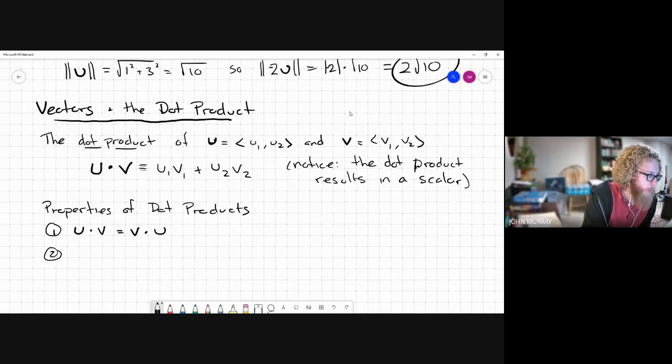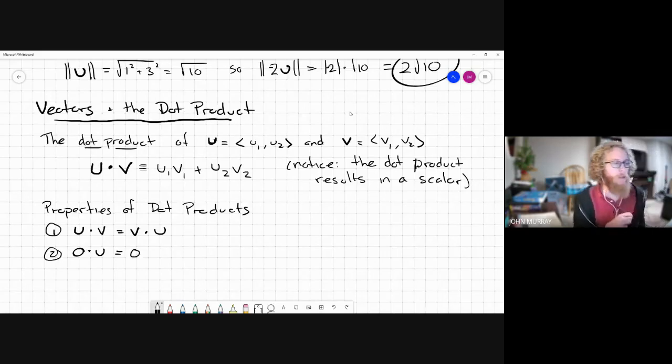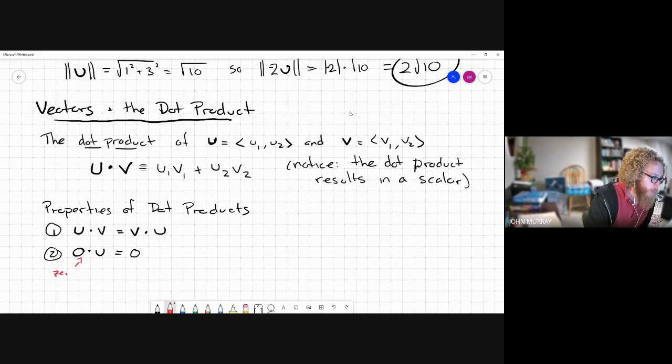Again, we have the zero property. So the zero vector, which is 0, 0, dot u is going to result in 0. Okay, and this is just the number 0. All right, so this is the 0 vector, and this is the number 0. That's supposed to be a number.